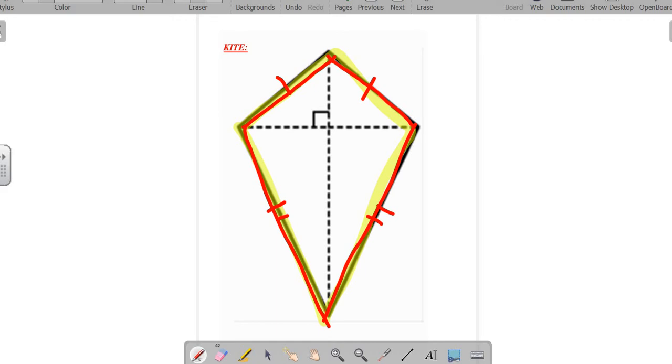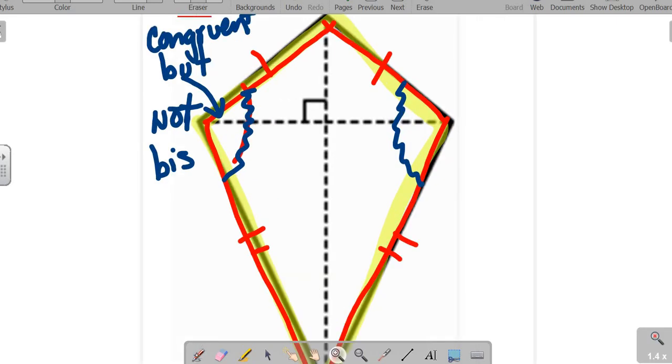Now, these angles, I'm going to do them in blue, the squiggle angles. These are called the crossbar angles. The crossbar angles, they are congruent, but they're not bisected by that crossbar. They're congruent, but not bisected. In other words, they are not being cut in half by that crossbar.